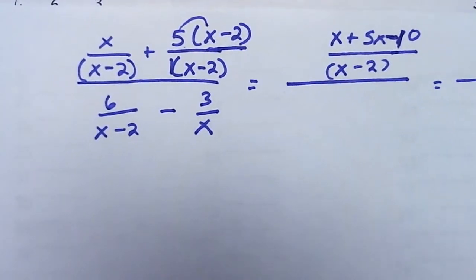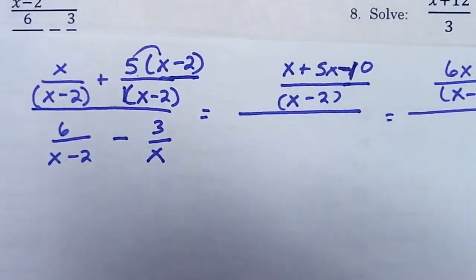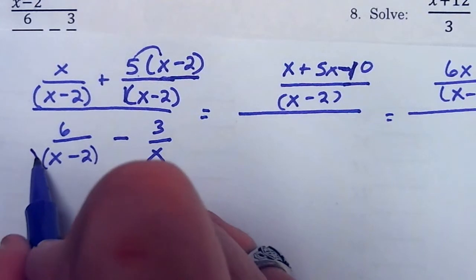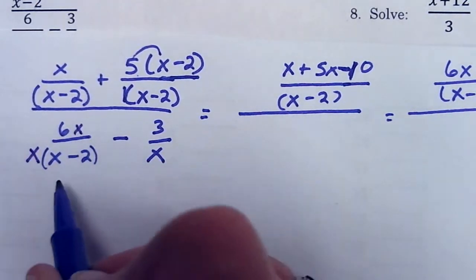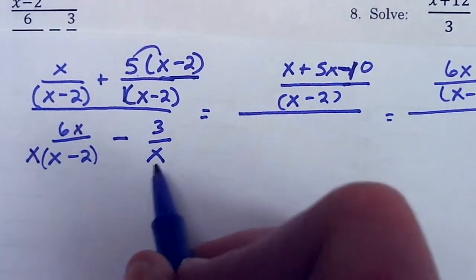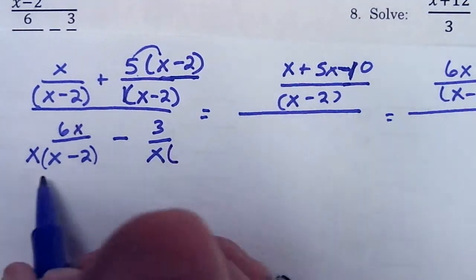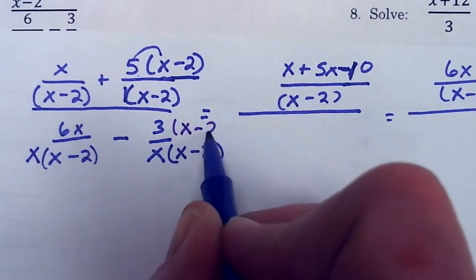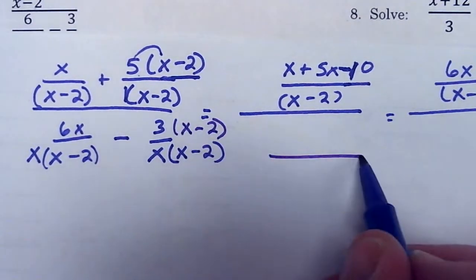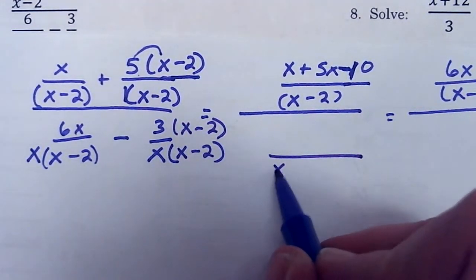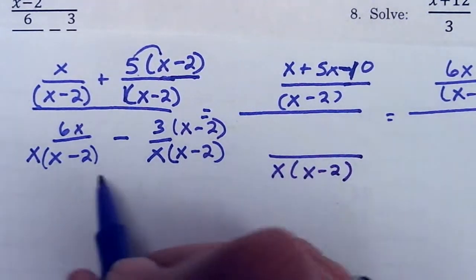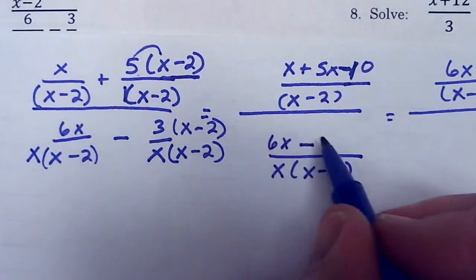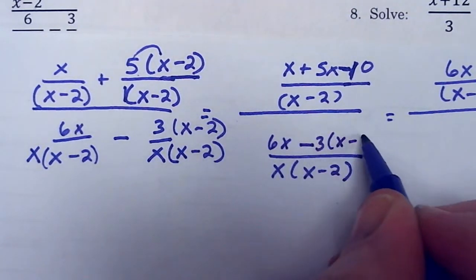In the denominator, going back to that, 6 over x minus 2 minus 3 over x, to get a common denominator there, I'm going to need to multiply the denominator by x and the numerator. So I have x times x minus 2. And to make this the same as that, I'll need to multiply by x minus 2. So I need to multiply the numerator and denominator by x minus 2. So in the denominator, I have x times x minus 2. In the numerator, I have 6x minus 3 times x minus 2.